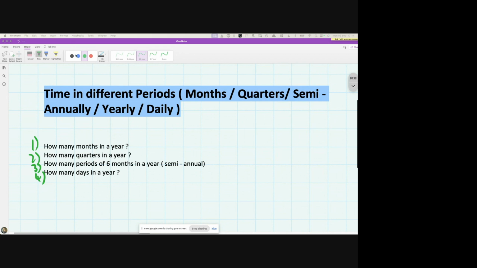So, Callan, you've nailed it. Indeed, there are 12 months in a year. How many quarters? Well, there are 4 quarters. So you could think of a quarter as 3 months, because 12 divided by 4 is 3. How many periods of 6 months are in a year, or how many semi-annuals are there in a year?